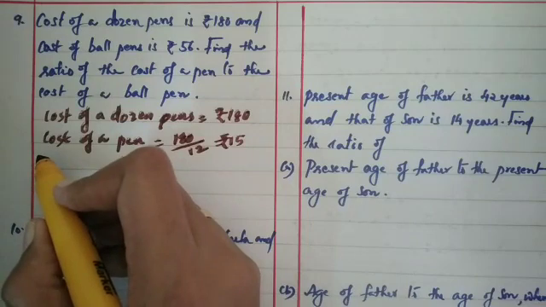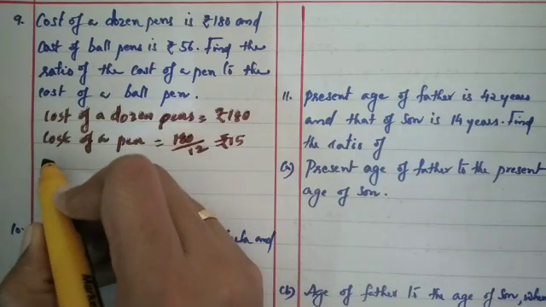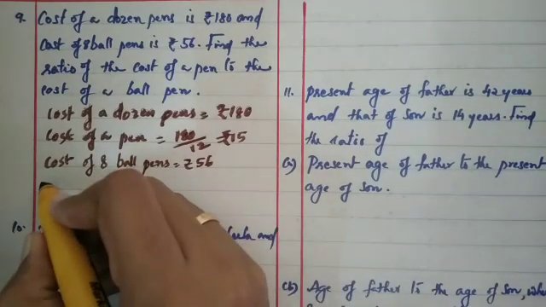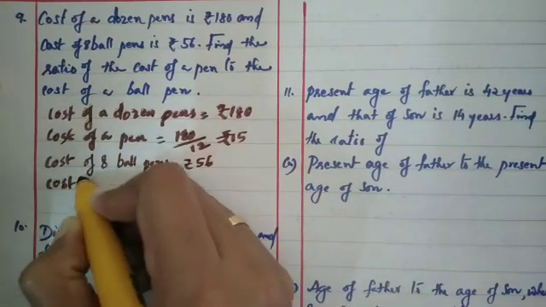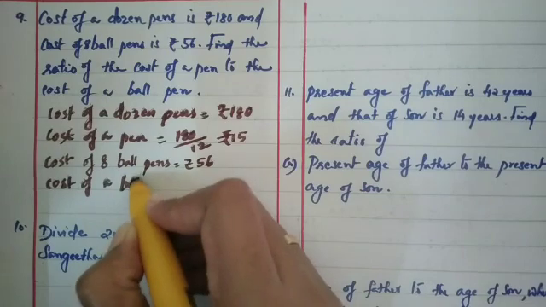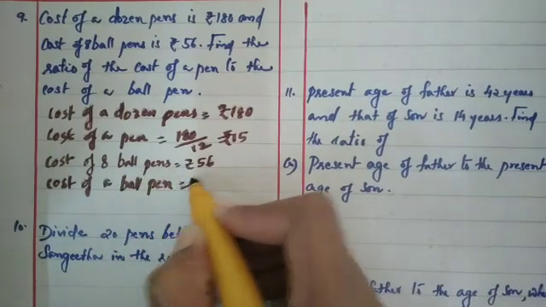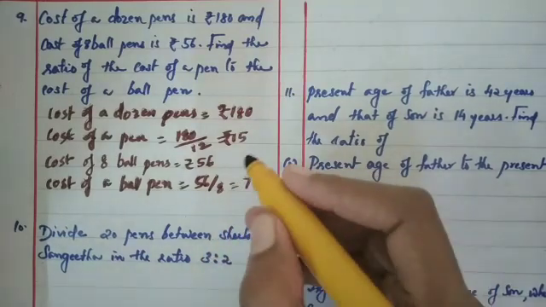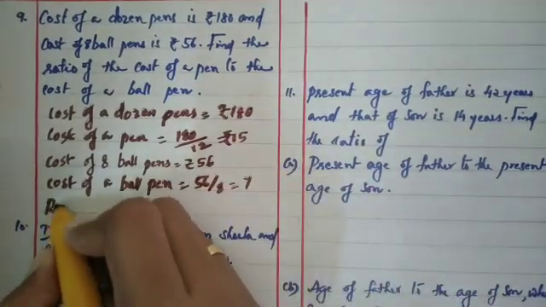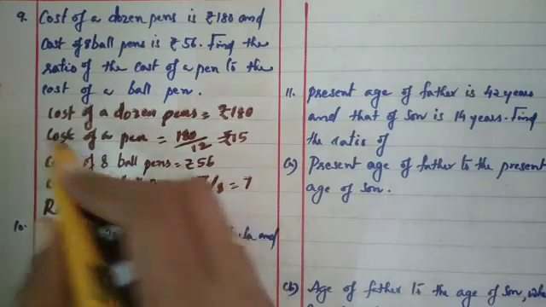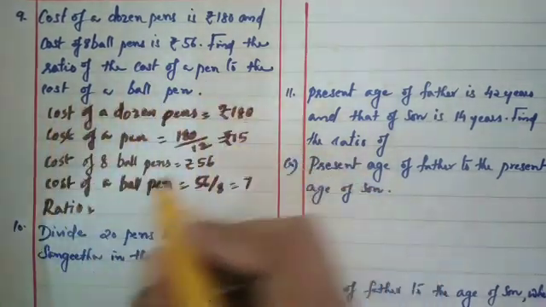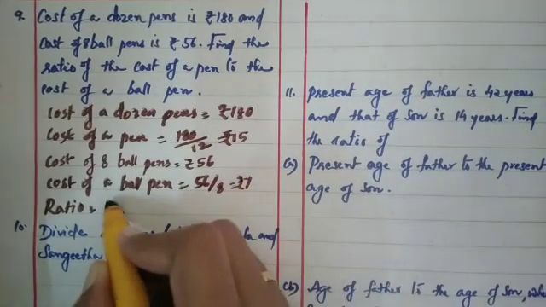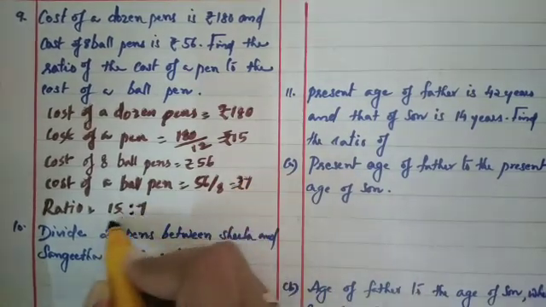Then you have to find it for the cost of a ball pen. Okay. Cost of 8 ball pens equals rupees 56. You have to find it for cost of a ball pen. Cost of a ball pen equals 56 divided by 8. How much? 7 times. Then you have to write the ratio. Ratio equals the cost of a pen to the cost of a ball pen. Okay, rupees 15 is to rupees 7. Okay, 15 is to 7 is the ratio.